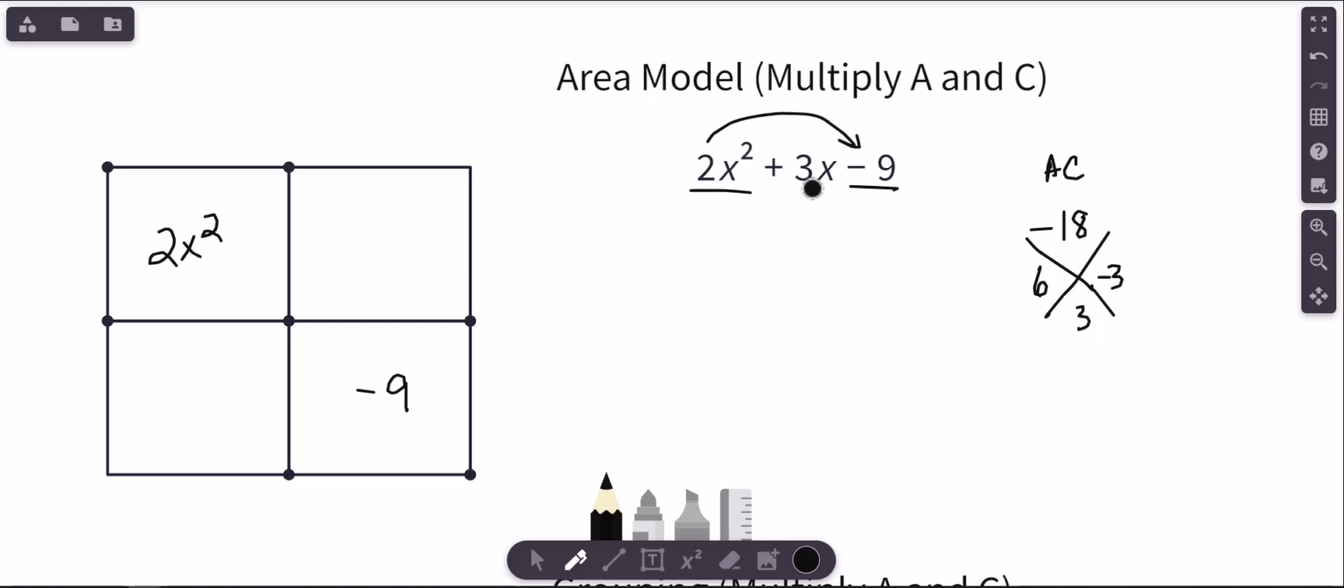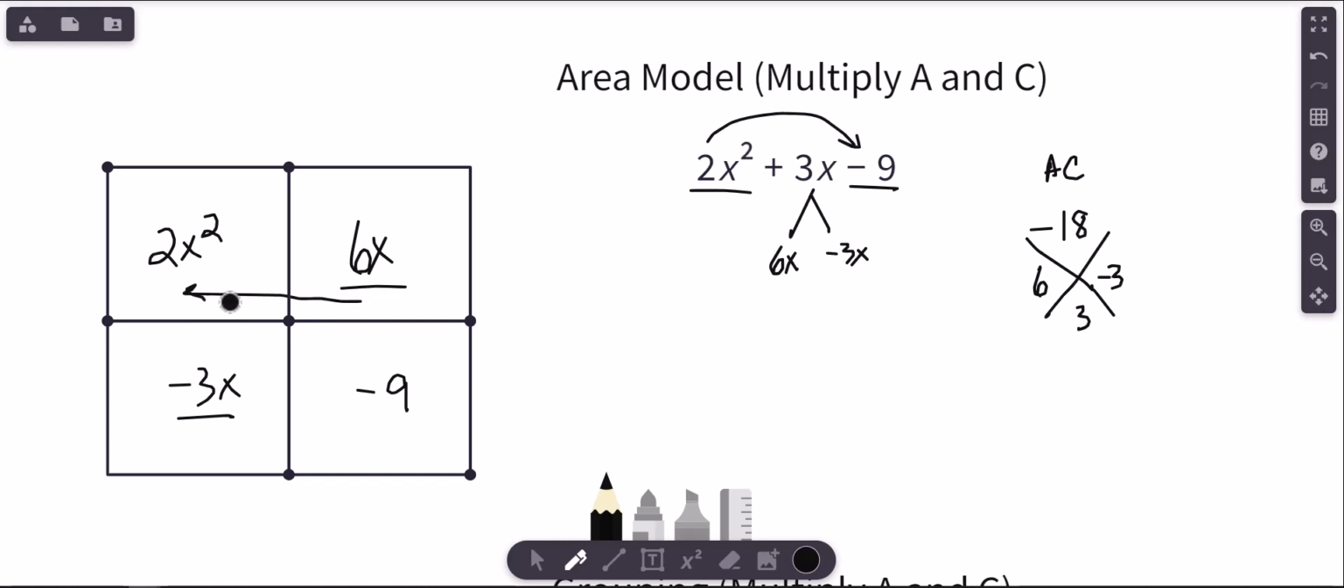So again, that just tells me how to split up this middle term. We're splitting that up into 6x and negative 3x, and that's what's going to go in these other two boxes. So instead of filling out the outside first, we're filling out the inside completely. And then we're going to look for our GCF.